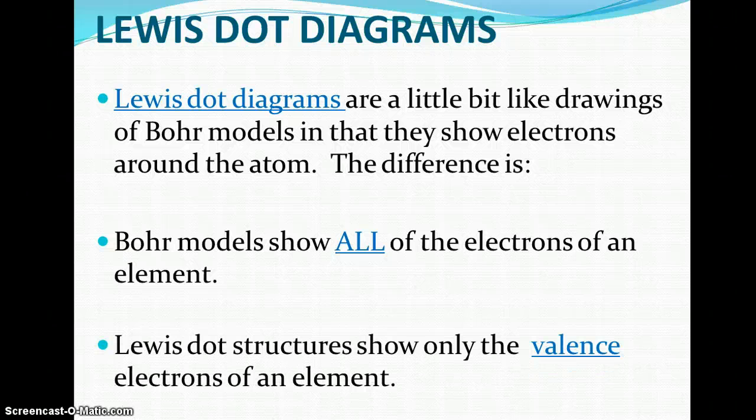Today, our Lewis dot structures or Lewis dot diagrams are going to show only the valence electrons of an element, which again are the outside shell electrons. The total number of valence electrons, like I said before, can only add up to 8 because it's told to us by the number of electrons in that outside shell of the Bohr model.